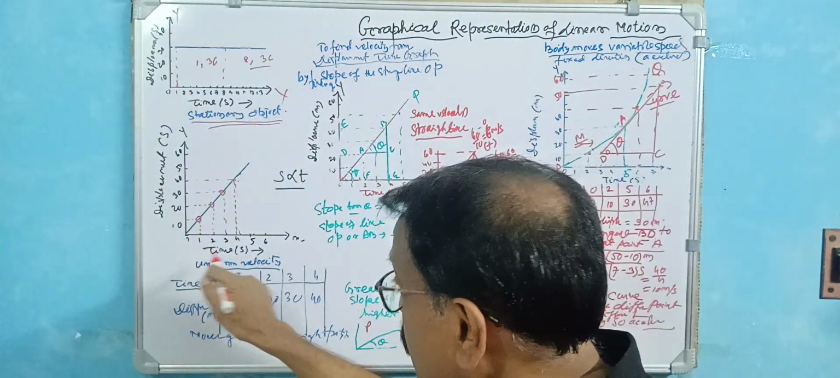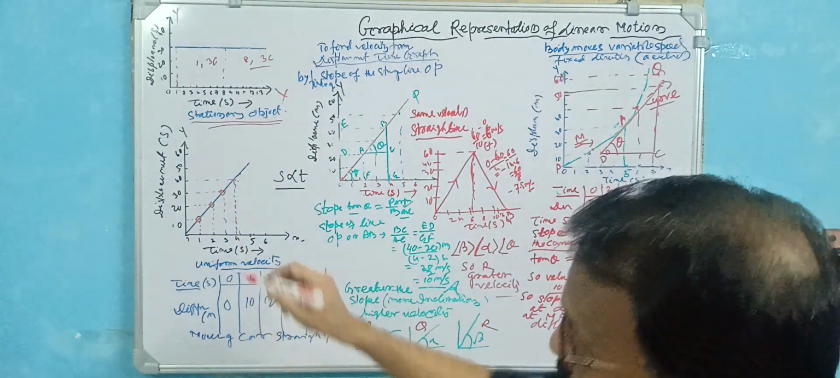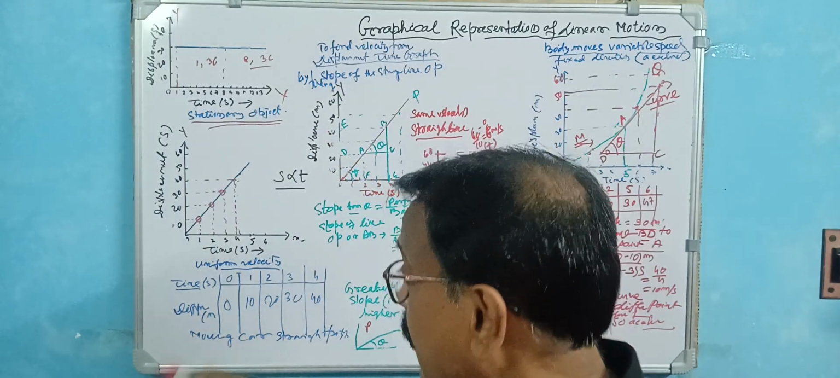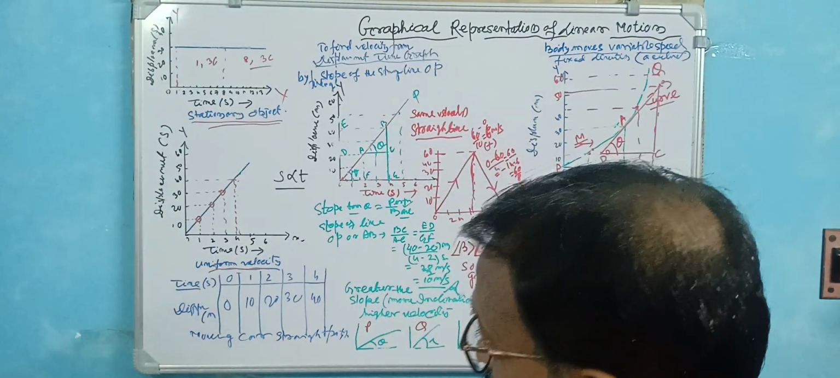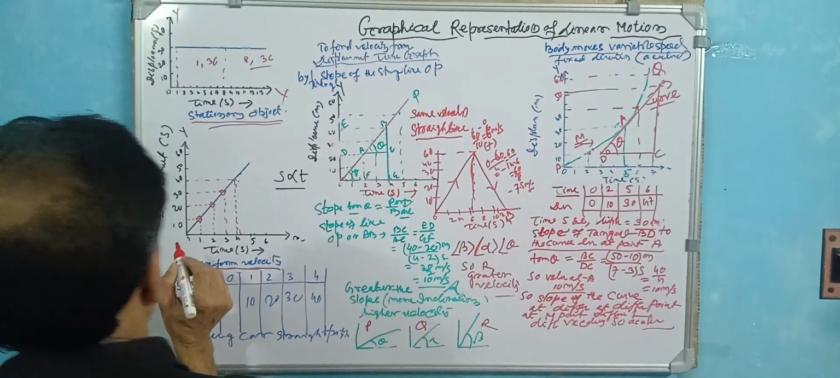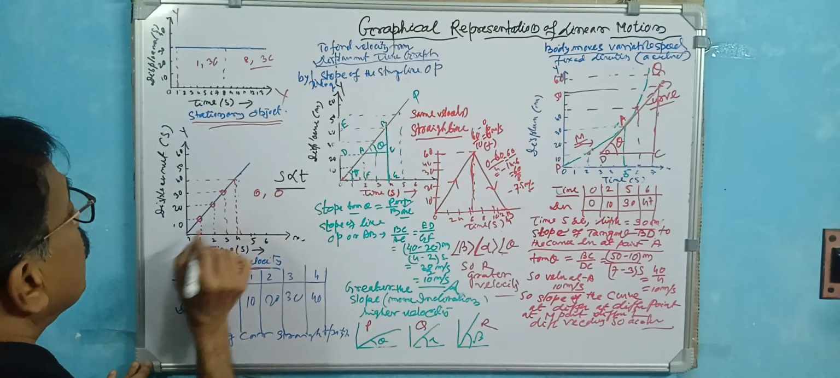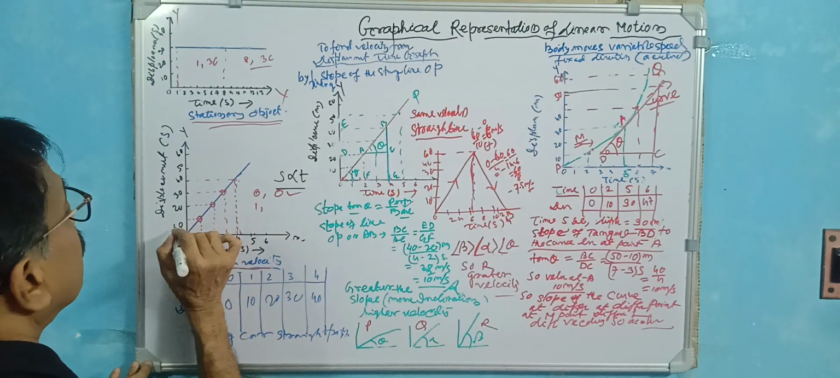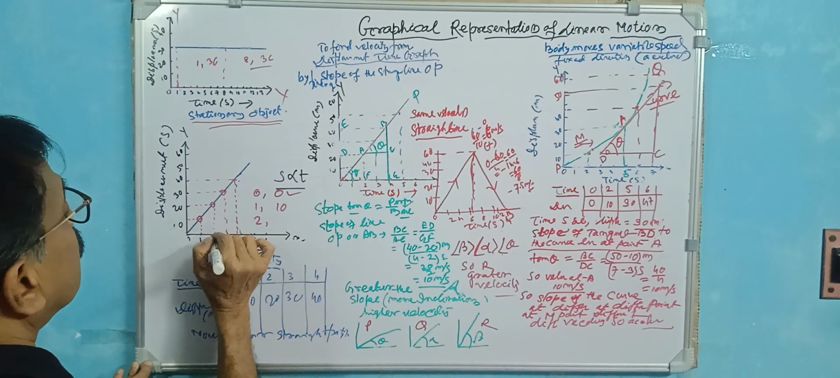Here is also a time-displacement graph, but this one shows uniform velocity. It is a straight line, and that is uniform velocity. How do you study it? Suppose here this is the body. Here is a coordinate of this, the coordinate theory. This is 0 and this is 0. That means when time is 0, displacement is 0. Time is 1, displacement is 10. Time is 2, this is 20.